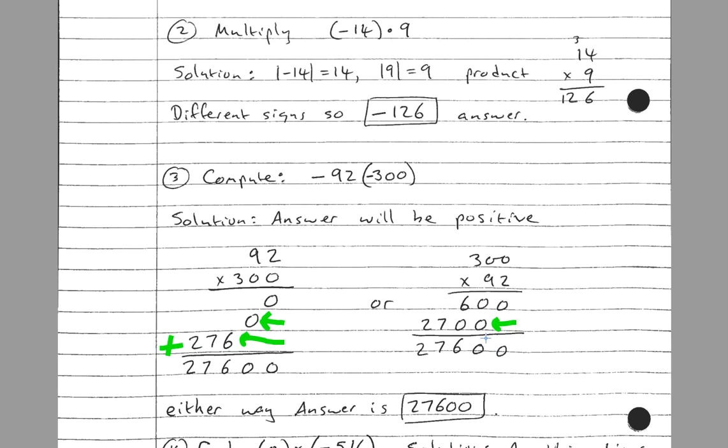On the homework, watch out for forgetting to move this guy into the tens column. 9 times 0 is 0, 9 times 0 is 0, 9 times 3 is 27. And add these, you'll get the same answer. And so the answer is positive 27,600.